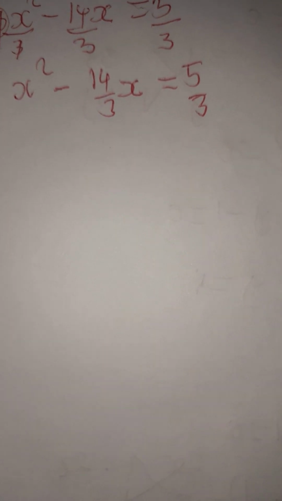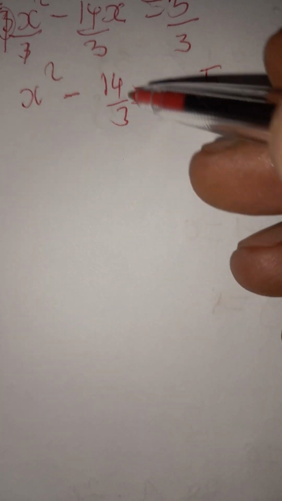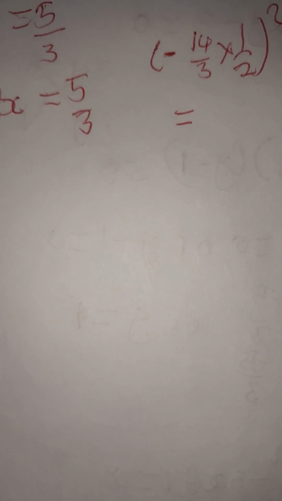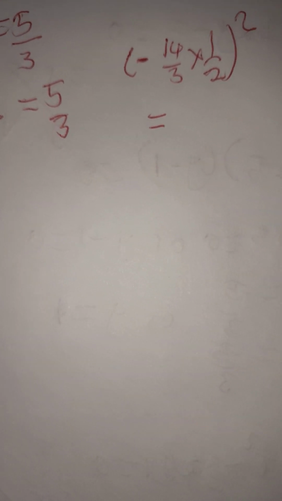So what does completing the square state? It states that you have the middle term. In other words, you take negative 14 all over 3 times half, and we square it. What are we going to have? Take your calculator there. Negative 14 all over 3 times half, squared, that will be 49 all over 9.